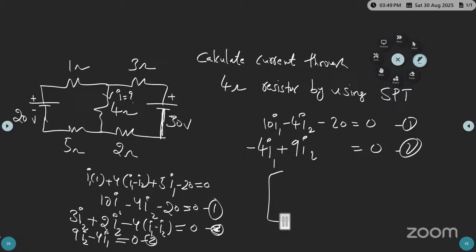In the matrix, you have to enter what is I1's coefficient on the left side? 10. What is I2's coefficient on the left side? -4. What is the constant value? -20, but +20 you have to enter in the calculator. Then the next line, this is equation 1 in the calculator.